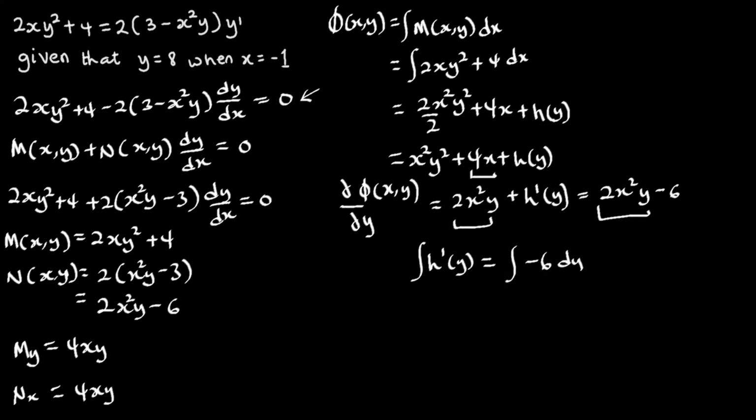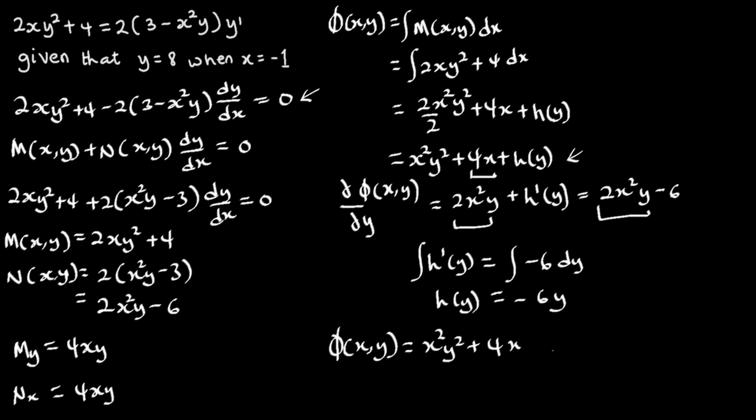So let's do this. When I do this, on the left hand side we're going to have h of y, and on the right hand side, we're going to have minus 6y. You can put this back into the phi of x,y. Then you're going to get phi of x,y to be equal to x squared y squared plus 4x plus h of y, which is now minus 6y. Then we can bring the constant of integration also. Let's not forget plus c. So this becomes our general solution.